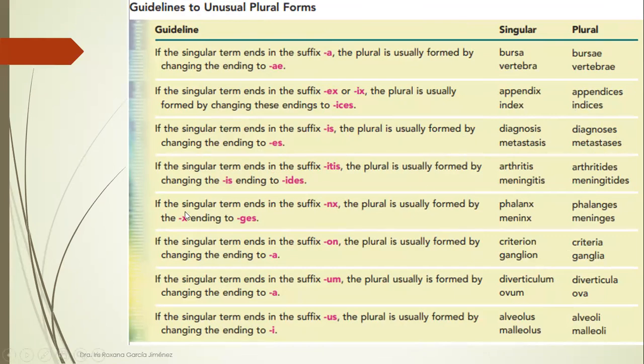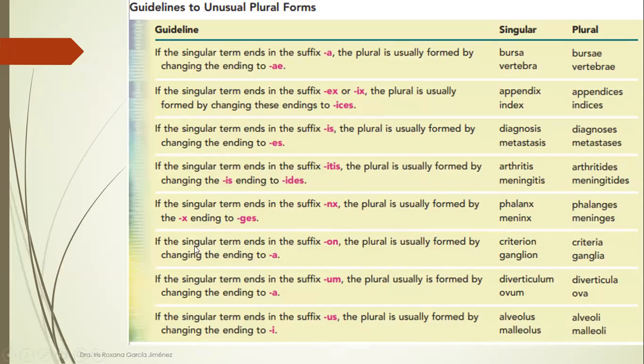For example, if the singular term ends in the suffix nx, for example, phalanx, the plural is usually formed by changing the x to ges. Easy. One phalanx, two or more phalanges. You can see. Easy, right? Easy rule, but we have to keep it in mind, we have to practice, we have to read and write it down so as not to forget this.